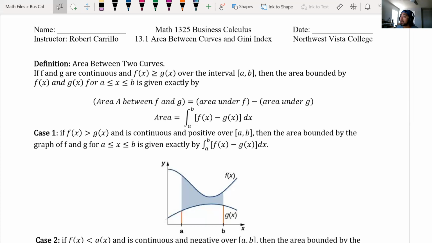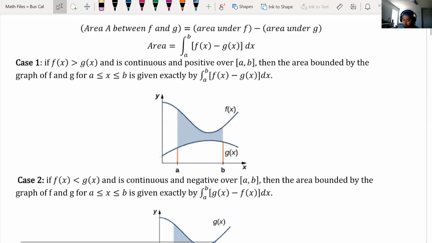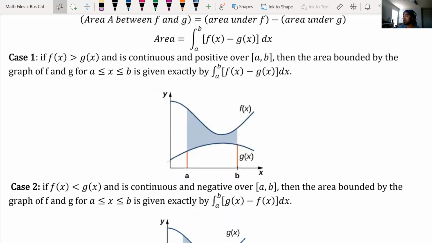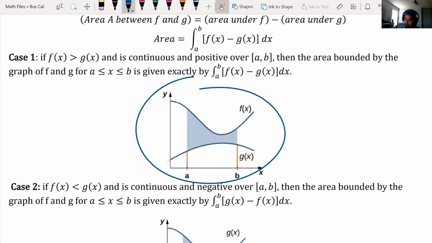So we're going to have three cases to find the area between the curves. Case one is if function f is greater than function g on this interval. The picture shows that function f is above g. I guess we could keep that simple by saying if f of x is above g of x, then this will be case one.